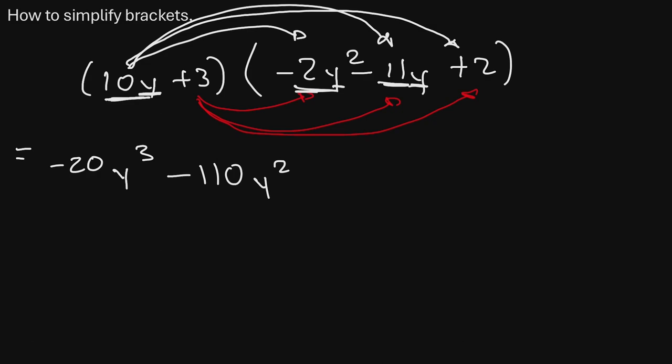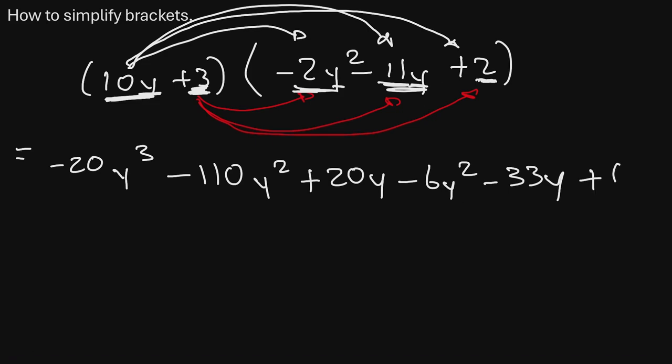So we move now to the last value to say now 10y multiplied by 2. So 10y multiplied by 2, that is going to give us 20y. Now we are done with the 10. So we start to move to 3 to say now 3 multiplied by what? By negative 2y squared. This is going to give us negative 6y squared. And therefore the 3 again will multiply with the negative 11y. So the negative 11y will become what? Will become negative 33y. So now the 3 will lastly multiply with the positive 2, which is going to give us 3 multiplied by 2, which is 6.